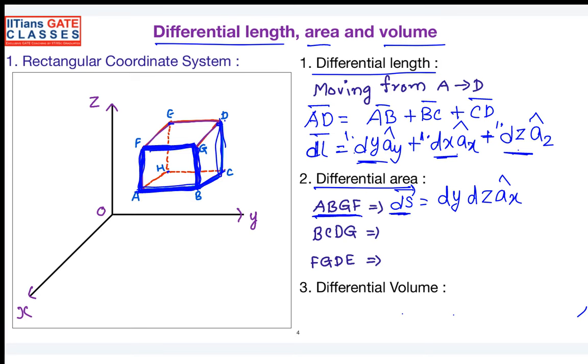Now when I was moving from A, B, G, and F, always Y and Z are changing. X is not changing, right? Since X is not changing, that definitely represents the direction of my surface. Similarly, please write down for B, C, D, G and also F, G, D, E, and tell me the answers.